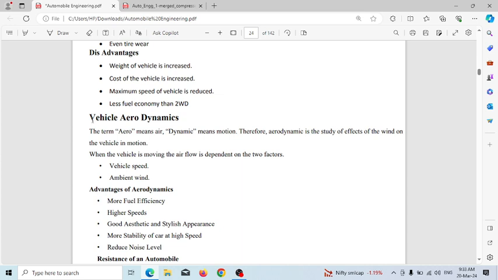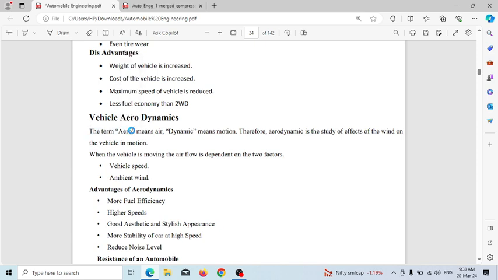In the previous class, we discussed a small portion, the nomenclature of vehicle aerodynamics. In this class, we discuss the remaining part of vehicle aerodynamics. So, the chapter is vehicle aerodynamics.